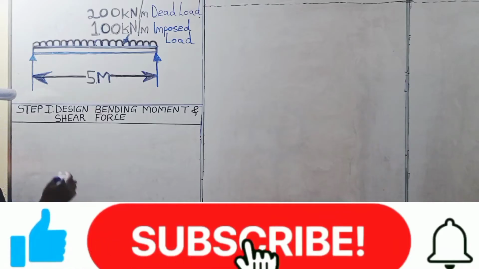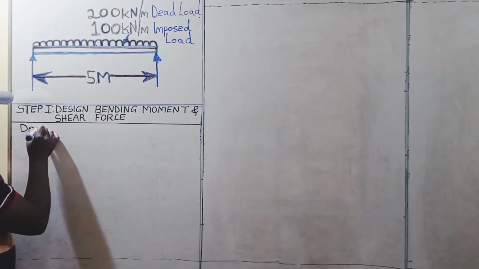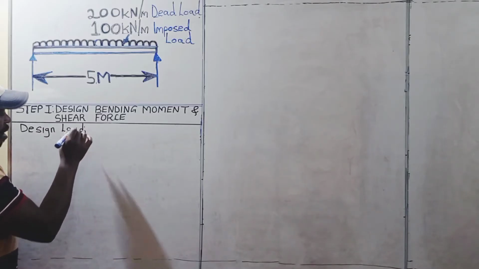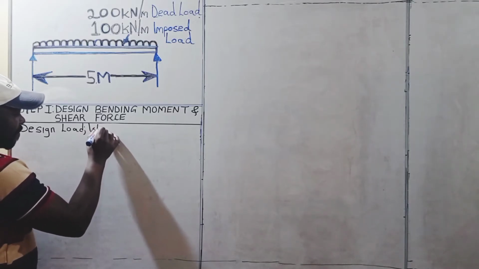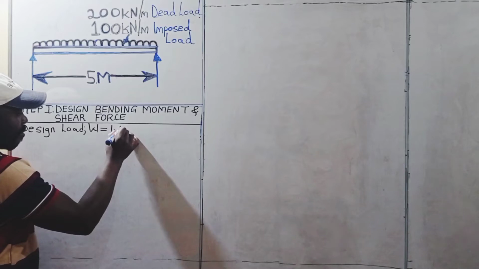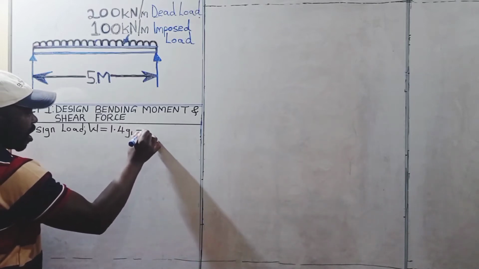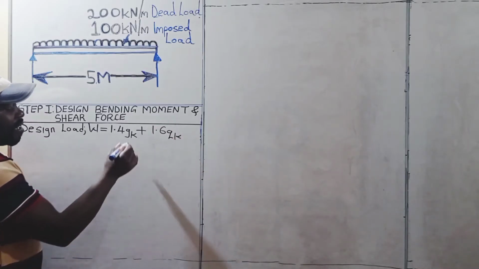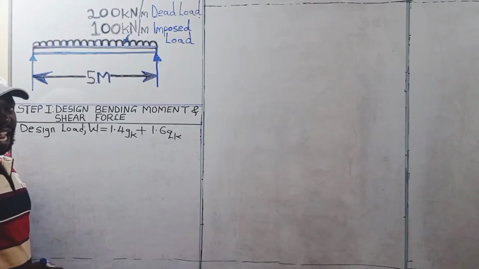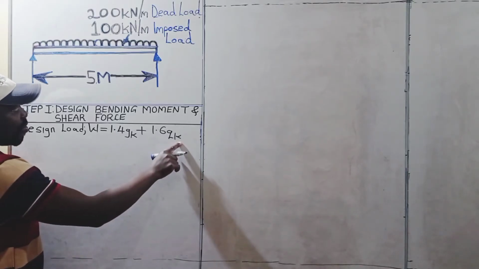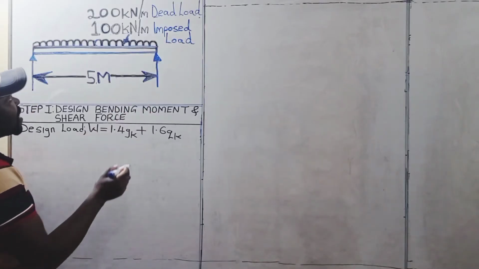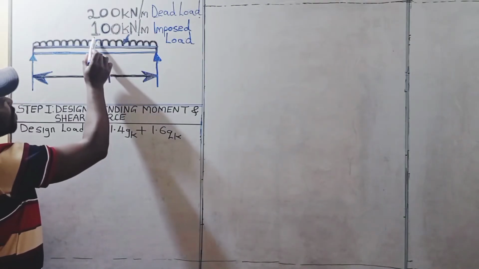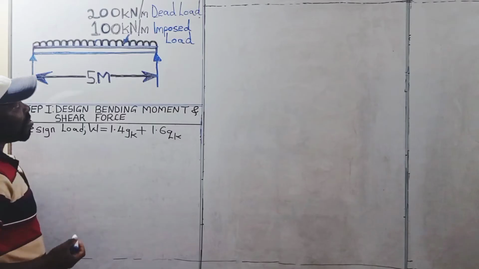Starting with the design loading. So here we are going to have design load. That is W. This will be given by 1.4 GK plus 1.6 QK. GK denotes the dead load and QK denotes the imposed load. We got a dead load of 200 kilonewtons per meter UDL and an imposed load of 100 kilonewtons per meter.